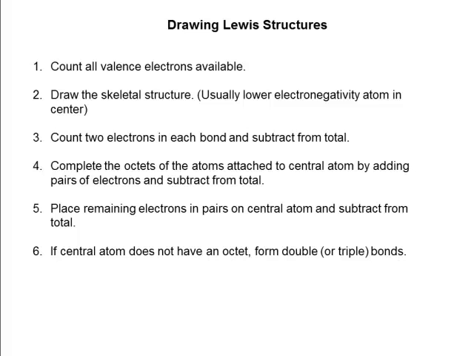If at that point the central atom doesn't have the octet, we can then form double or triple bonds so that the central atom can get to the octet. All right, and then lastly, we're going to calculate formal charges and minimize those if possible. These are the steps. Keep these in mind. We're going to show the steps and go through them right now, but whenever you go to draw Lewis structures, it's good to have these steps in front of you and to use them.